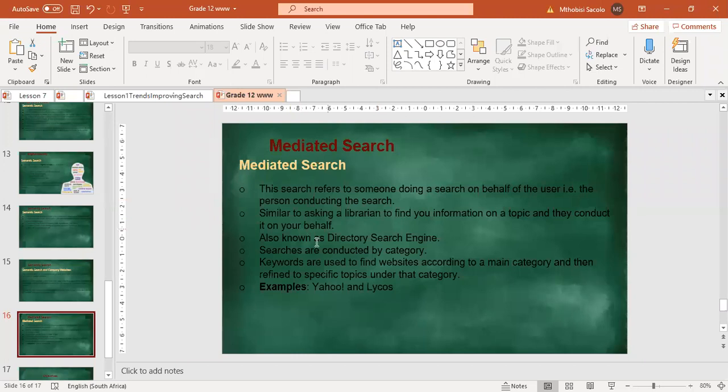Also known as a directory search engine. Searches are conducted by category, and keywords are used to find websites according to a main category, and then refer to a specific topic under the category. Okay, here are examples: Yahoo and Lycos.